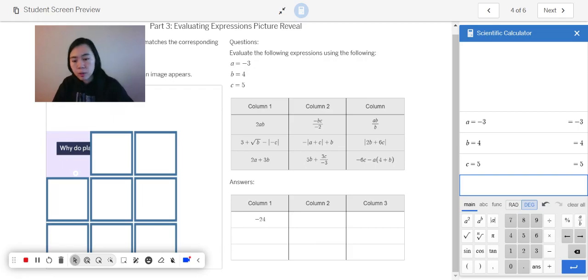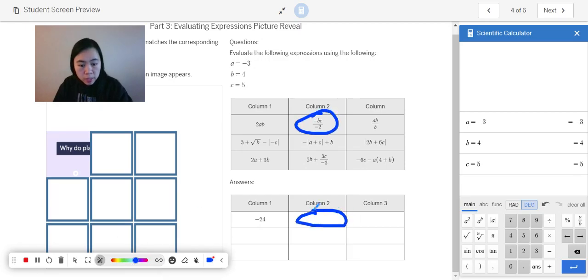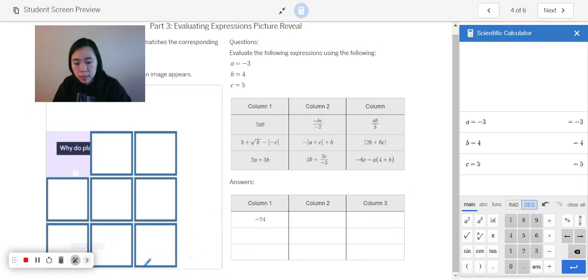Okay, so you're going to put the answers into this table down below in the exact same spot. So like this problem will be in this box. This next problem answer will go into this box. All right, so that's how we do this slide.